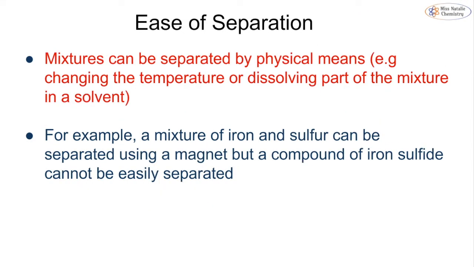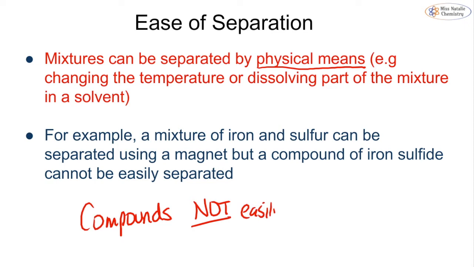Another key difference between mixtures and compounds is the ease of separation. Mixtures can be separated by physical means, meaning we can change the temperature, we can dissolve part in a solvent, we can do something like chromatography, which we'll talk about later, or we can take advantage of magnets. All of these methods easily separate mixtures. Compounds are not easily separated.